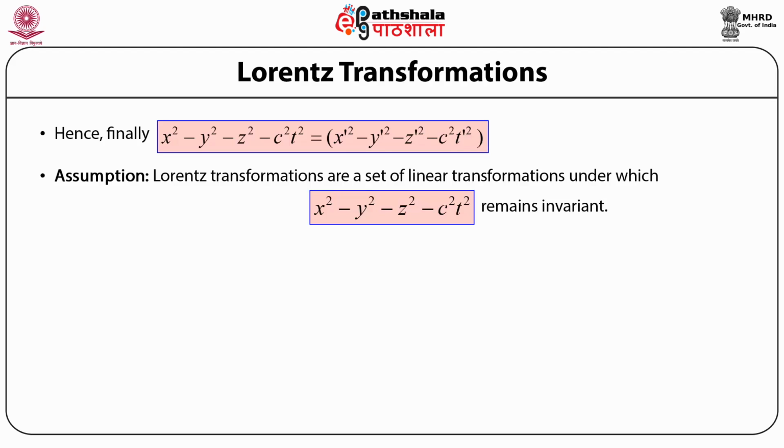We saw that the equation in both these frames of reference comes out to be equal, and therefore we can say that this is invariant under linear transformation of the coordinate system. And such equations, which remain invariant in going from one frame of reference to another, are called Lorentz invariant equations.